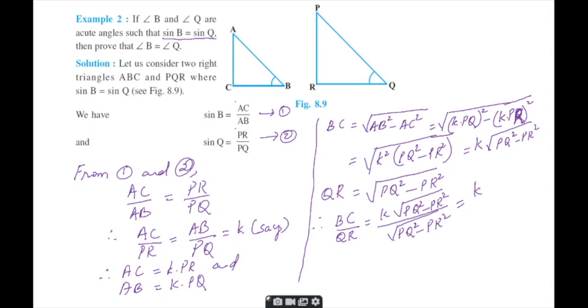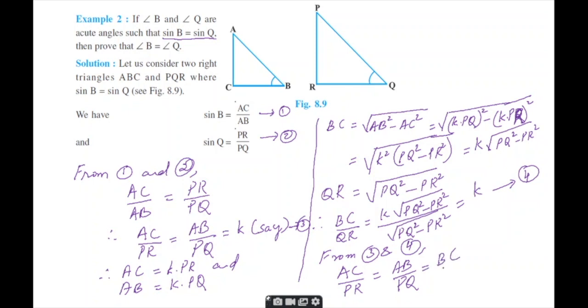So here you come back, let us call it 3. This is 3, this is 4. So from 3 and 4, this is K, this is also K. So we can write AC by PR is equal to AB by PQ, which is again equal to BC by QR.